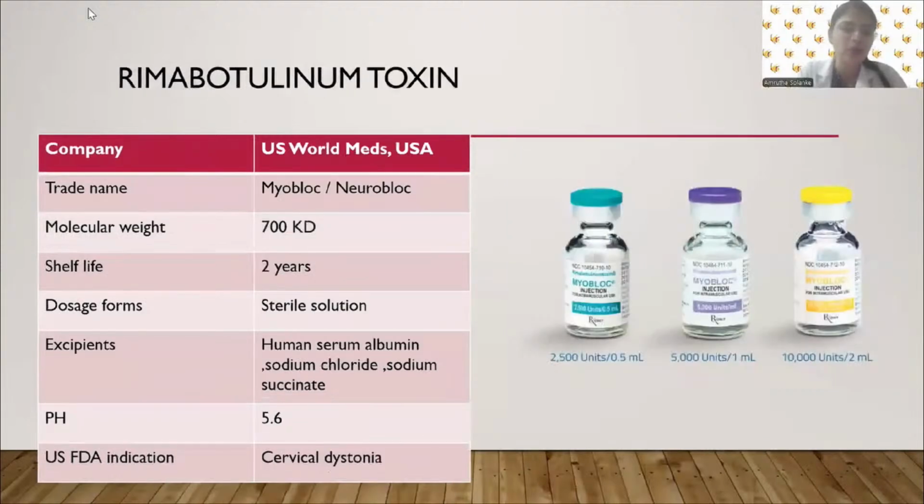Coming to rimabotulinum toxin by company US WorldMeds USA. Trade name is Myobloc or Neurobloc. Molecular weight is 700 kDa. Shelf life is 2 years. Dosage form is sterile solution. Excipient is human serum albumin, sodium chloride and sodium succinate. pH is 5.6. US FDA indication is cervical dystonia. It's available as 2,500 units per 0.5 ml, 5,000 units per ml and 10,000 units per 2 ml.